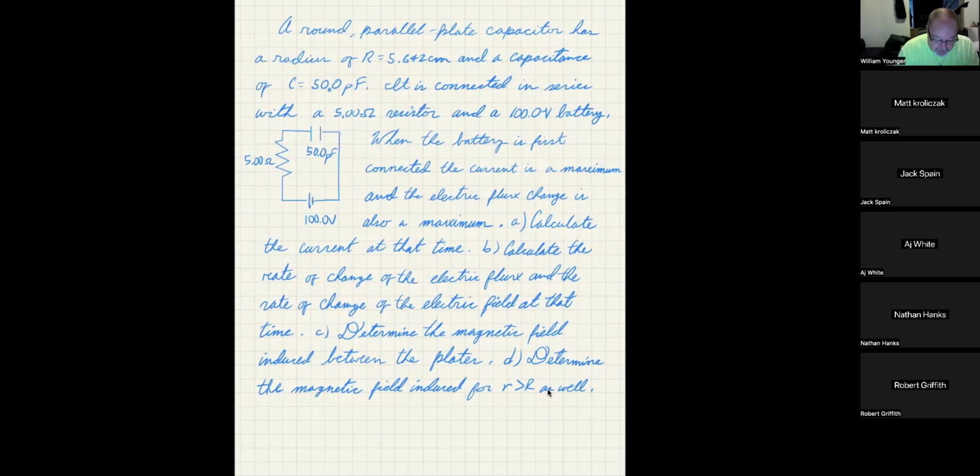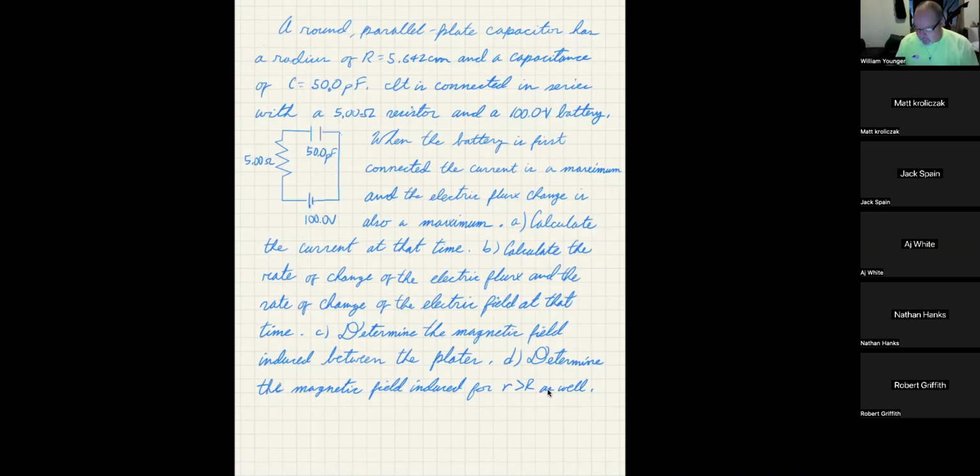B, calculate the rate of change of the electric flux and the rate of change of the electric field at that time. C, determine the magnetic field induced between the plates. D, determine the magnetic field induced for R greater than big R as well. So in part C, we're actually determining it for R less than big R, and in part D, we're determining it for R bigger than big R.